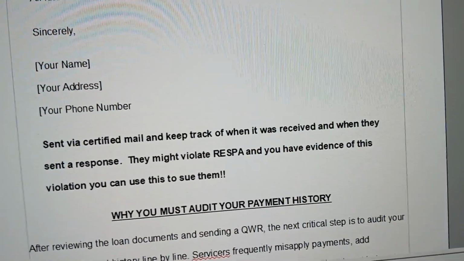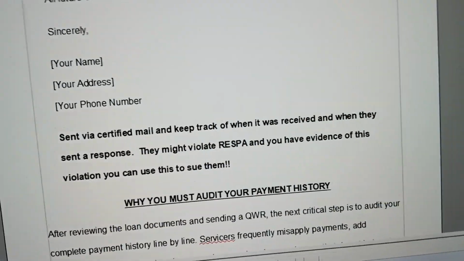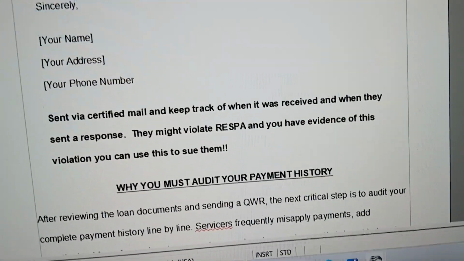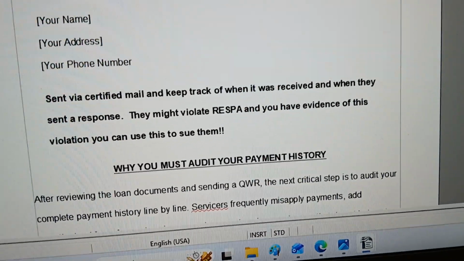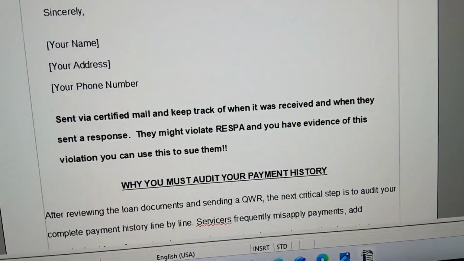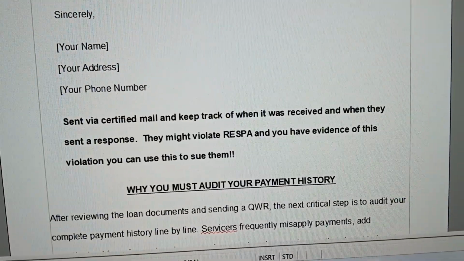And you want to send this via certified mail and keep track of when it was received and when they sent a response. They might violate RESPA, and you have evidence of this violation. You can use this against them to sue them.